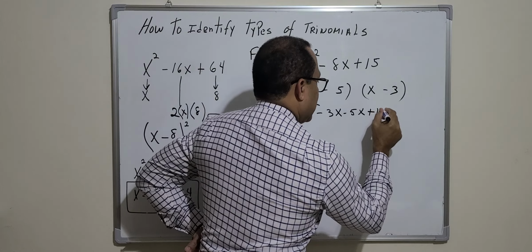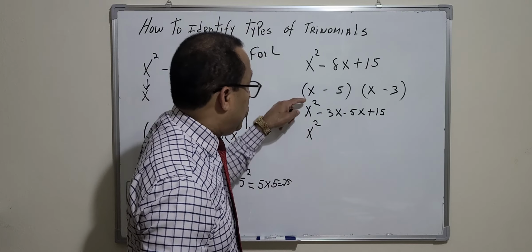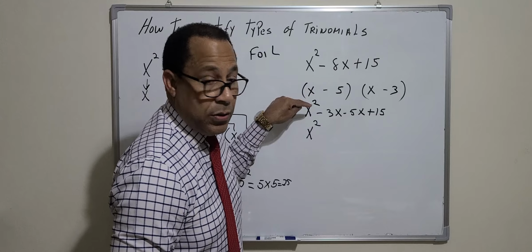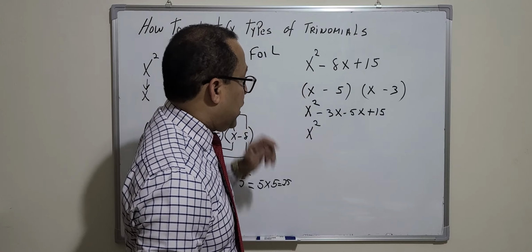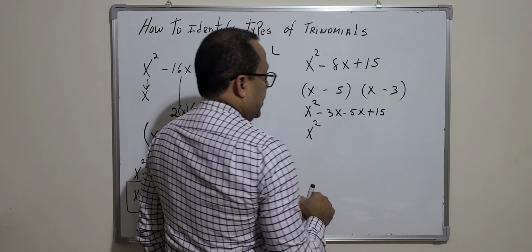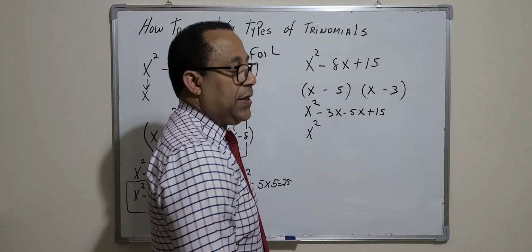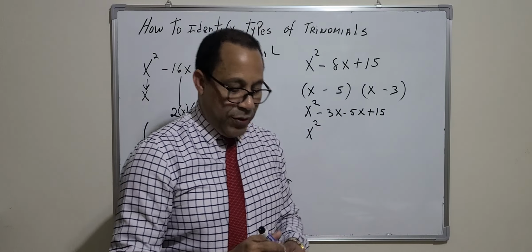Do I have any like terms? Yes, I do. Here they are. So I need to solve the like terms in order to reduce the trinomial to its simplest form. Just bring down the x to the second power because I don't have any other like term. There's none. So just leave it like that. Bring it down and solve this. It says negative 3x minus 5x. And it's important to understand.